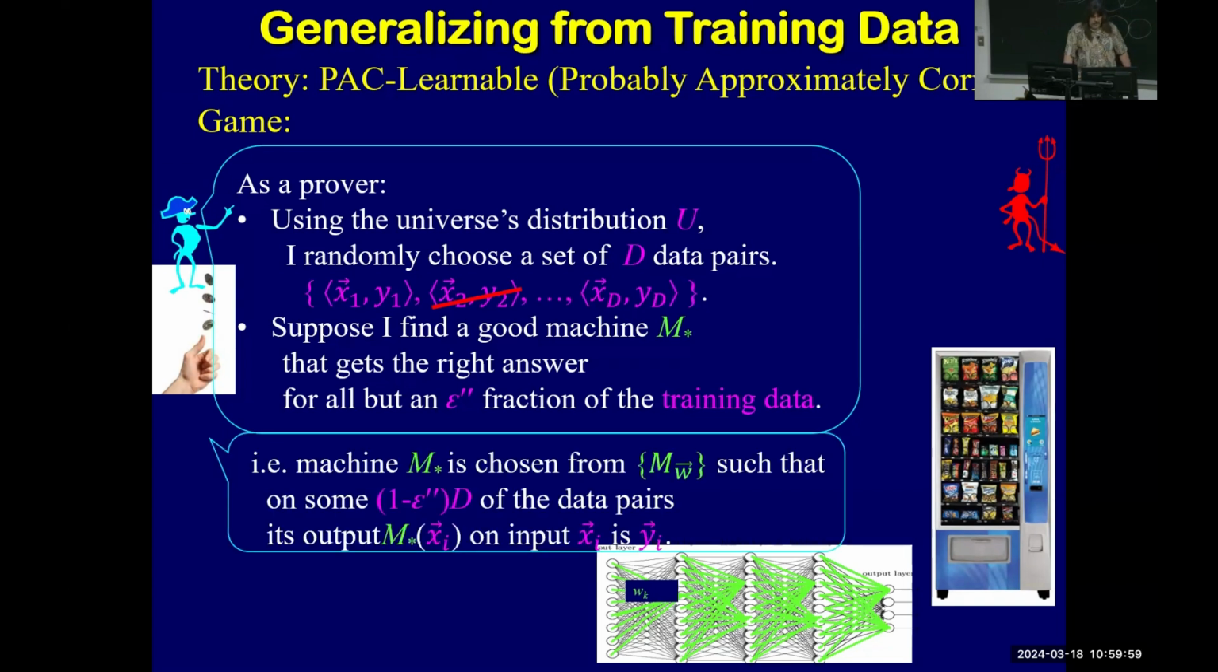Let's say it again. There's some machine in our list of machines, that is, some setting of the weights, such that this many of the training data pairs, if you plug in the input, you get the right answer. People buy that?